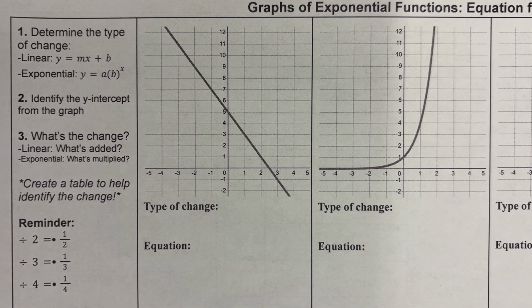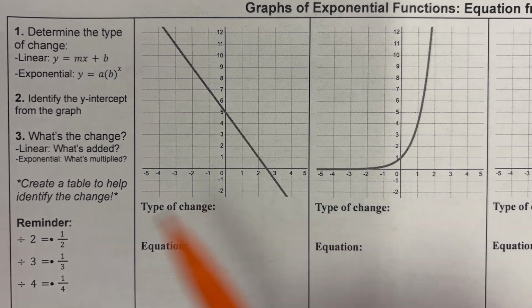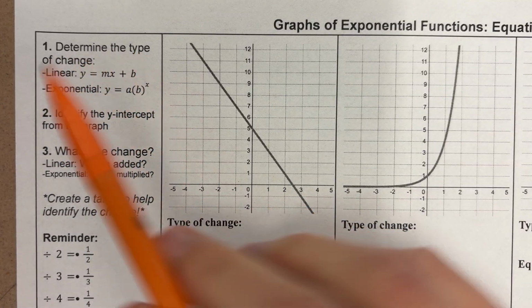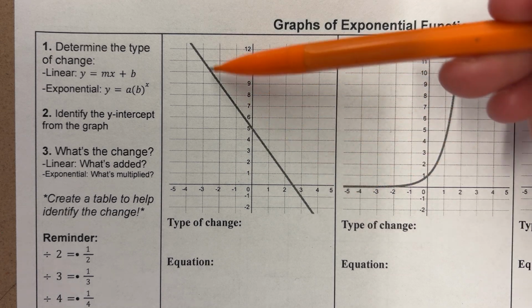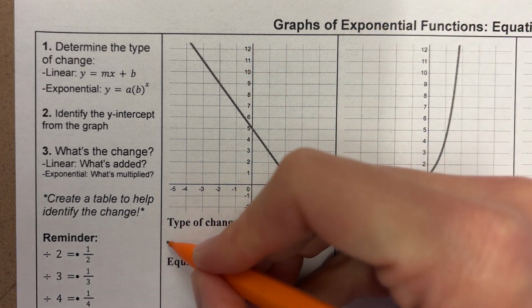We're going to look at a graph, and we're going to decide what the equation is. Okay, so first, determine the type of change. So look at the graph. Oh, that's linear. I can see right away it's a straight line. I also see that it's decreasing. So this is linear decrease.